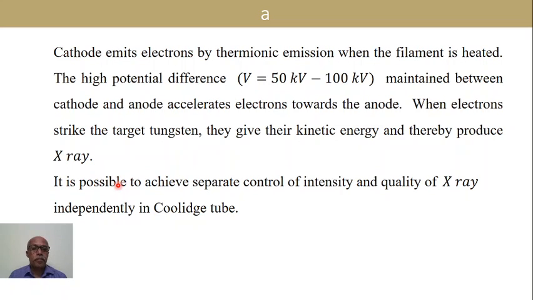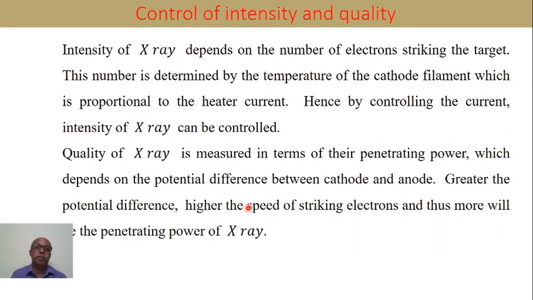In this Coolidge tube, it is possible to achieve separate control of the intensity as well as the quality of X-rays independently. This is the advantage of using the Coolidge tube in the production of X-rays. One can control the quality as well as the intensity of X-rays independently.